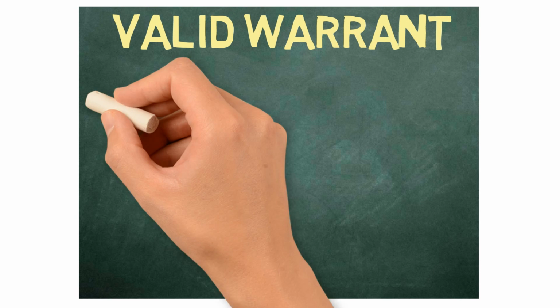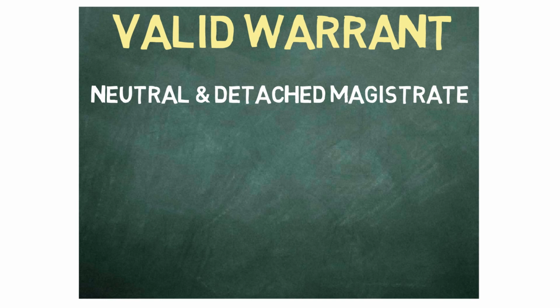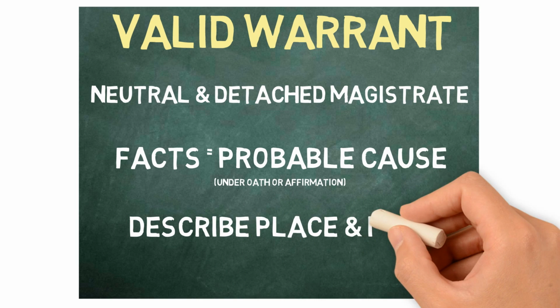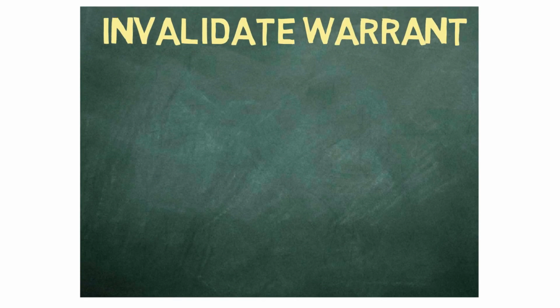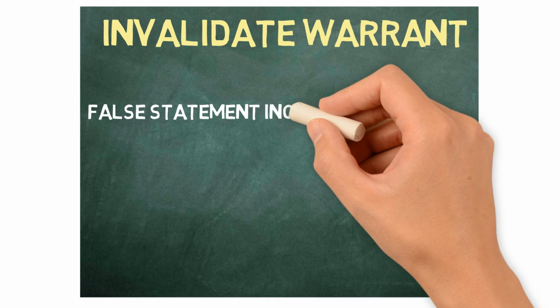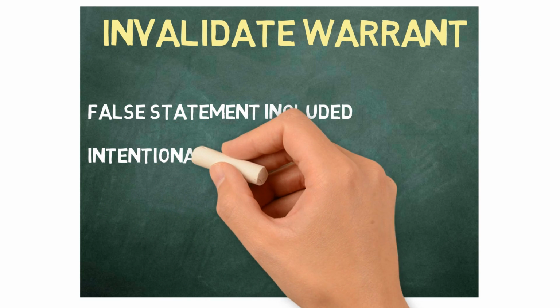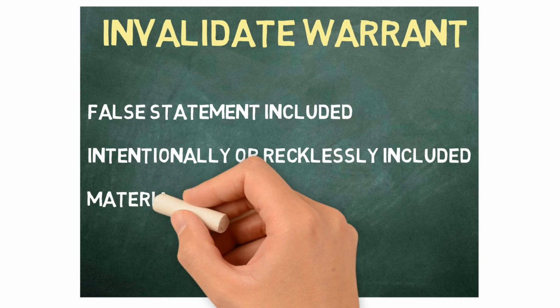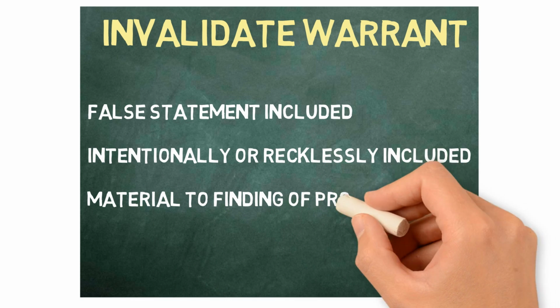You must have a neutral and detached magistrate. It must be based on probable cause from the facts, and it must particularly describe the place and items to be seized. To invalidate a warrant, the defendant must show that a false statement was included, the officer intentionally or recklessly included the false statement, and that the false statement was material to the finding of probable cause.